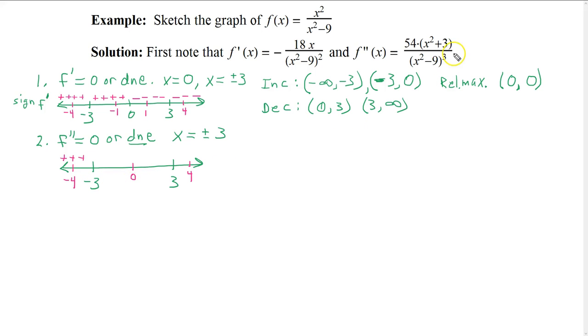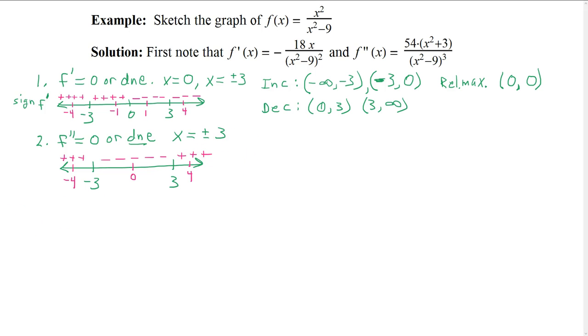If we put 0 into x, the top will be a positive number. The bottom will be negative. We will get -9. 0 minus 9, that's -9 cubed. -9 cubed is a negative number. A negative number cubed is negative. So our function is concave down from -3 to 3. And then if we put +4 in here for x, we will get positive divided by positive. 16 minus 9 is positive. So concave up.